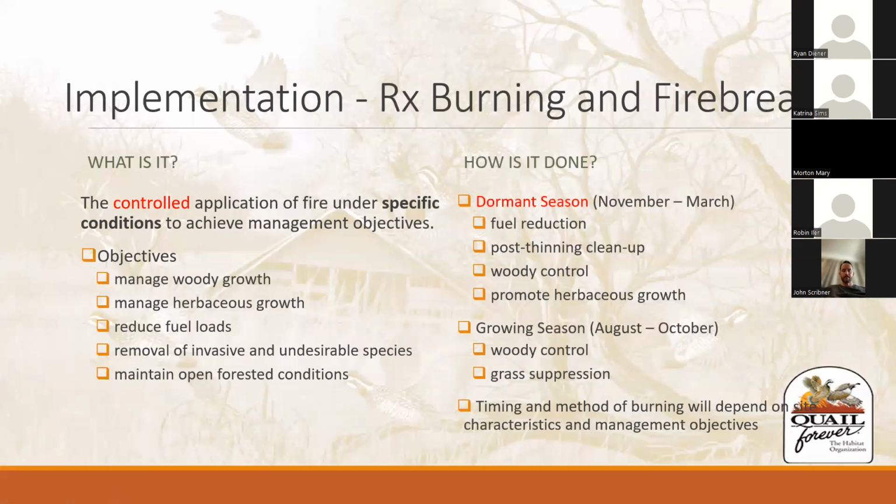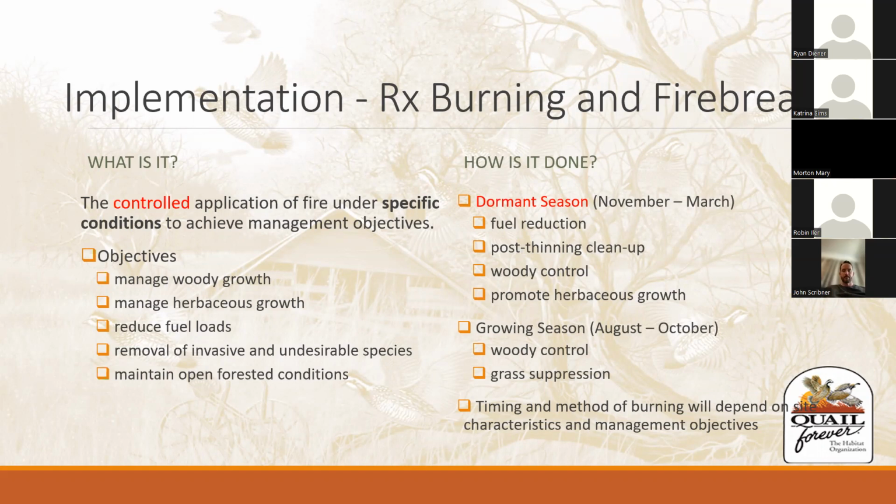Okay, so now talking about prescribed burning and fire breaks. Prescribed burning is the controlled application of fire under very specific conditions to achieve management objectives. Those objectives could be to manage woody growth or herbaceous growth, reduce fuel loads, remove invasive and undesirable species, and to maintain open forested conditions.